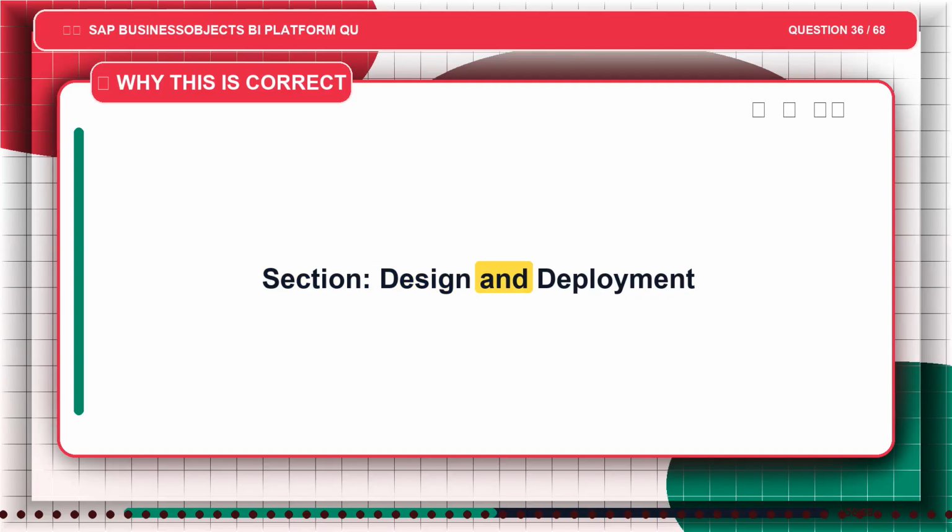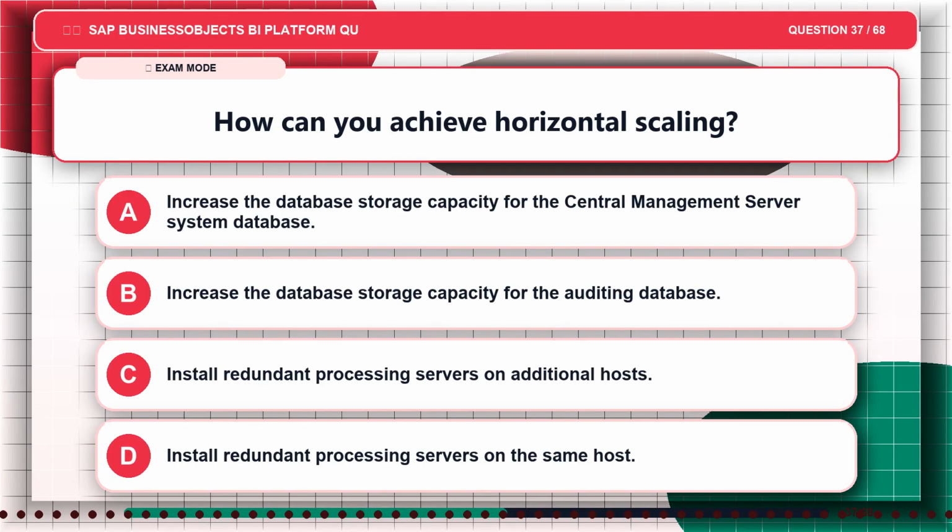Section, Design and Deployment. Question 37. How can you achieve horizontal scaling? Option A, increase the database storage capacity for the central management server system database. Option B, increase the database storage capacity for the auditing database. Option C, install redundant processing servers on additional hosts. Option D, install redundant processing servers on the same host.